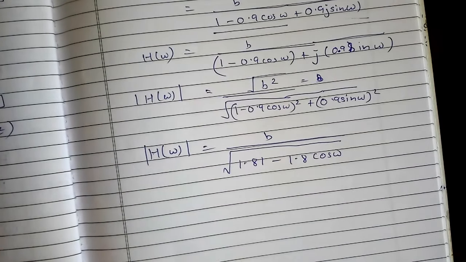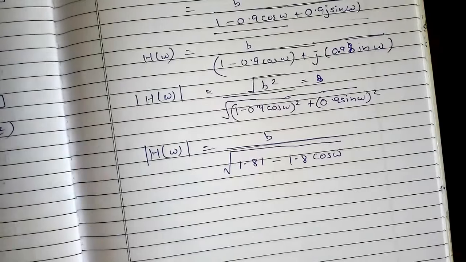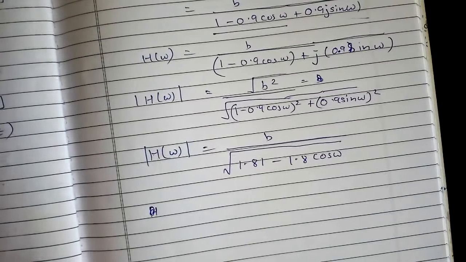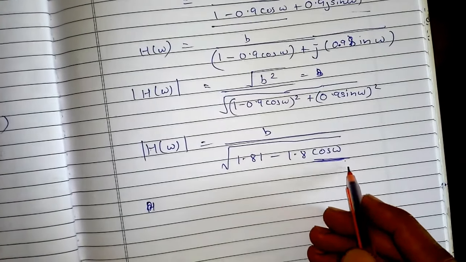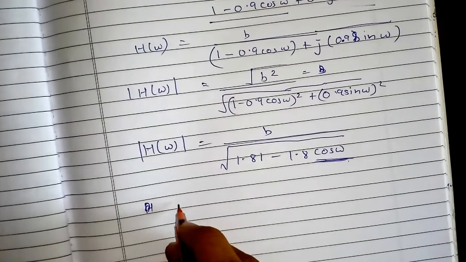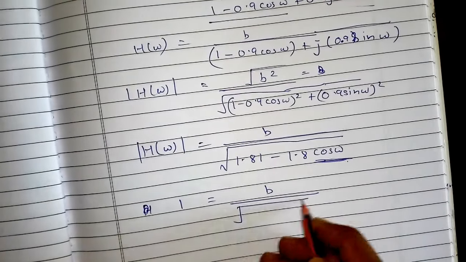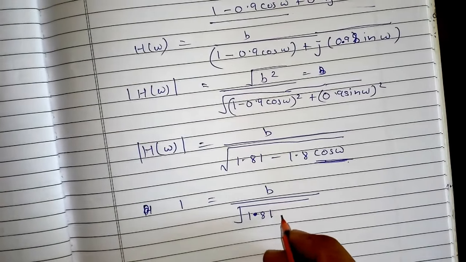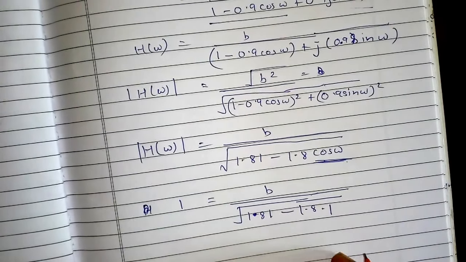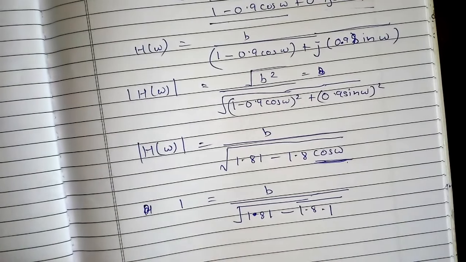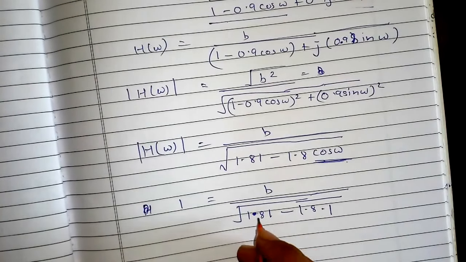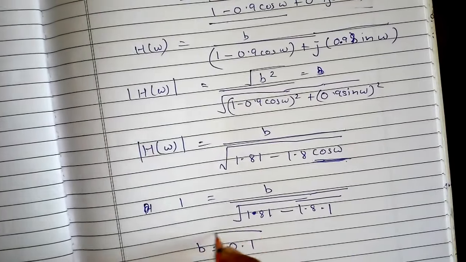Now I have to find b such that h of 0 is equal to 1. That was given in the question. Now h of 0 equals 1, that means omega equals 0. So in place of cos omega, I will put cos 0. Cos 0 is nothing but 1. So I will have 1 equal to b upon under root of 1.81 minus 1.8 cos 0. Now solve this. When you put the values in the calculator, you will finally get the value of b, and b will come out to be 0.1.